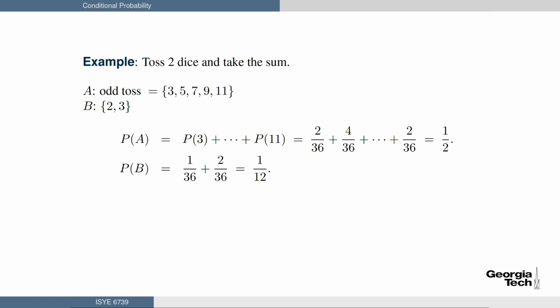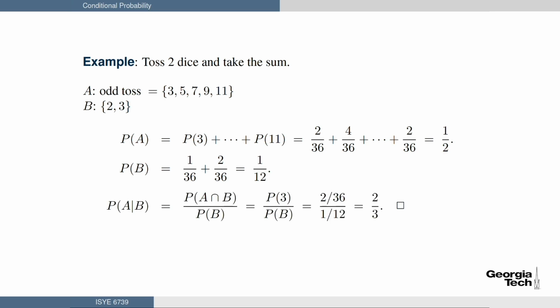That's interesting. The probability that we see a 2 or a 3 is the probability of 2 plus the probability of 3. These are sums. And those probabilities are 1/36 plus 2/36. And that equals a 12th when you add those up. Then the probability of A given B equals, by definition, probability of the intersection over probability of B. The intersection of A and B is just the event that we see a sum of 3, which has probability 2/36. Probability of B from above is 1/12, and so the ratio of 2/36 and 1/12 is 2/3.